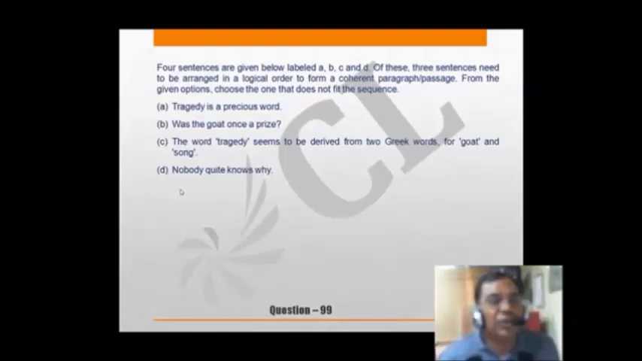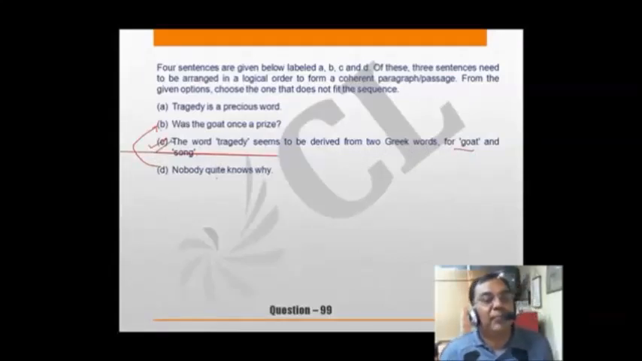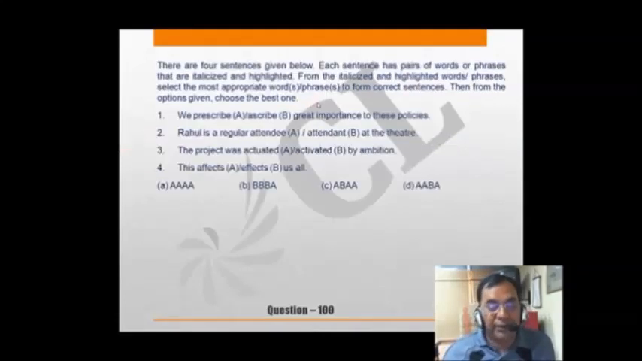Tragedy is a precious word. The word tragedy should be related to golden. These two will be together. Was the goat once a prize? Nobody quite knows why. And the goat is coming here. Okay, so therefore this will be. So these three, so the answer is: tragedy is a precious word.